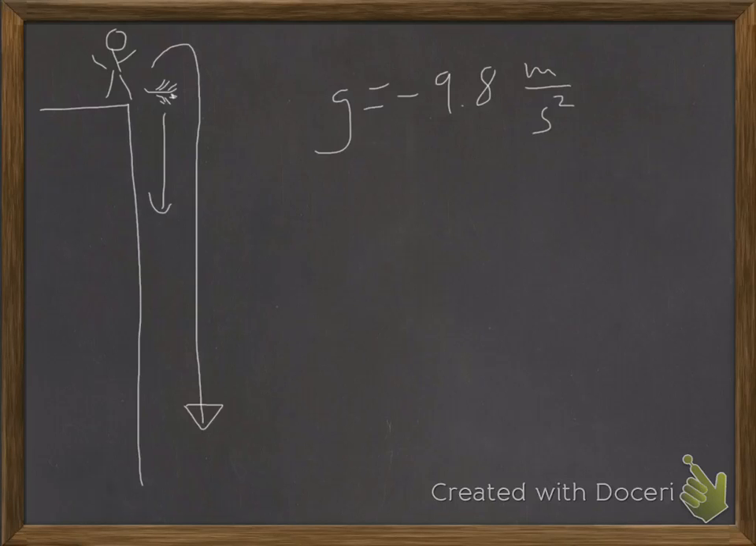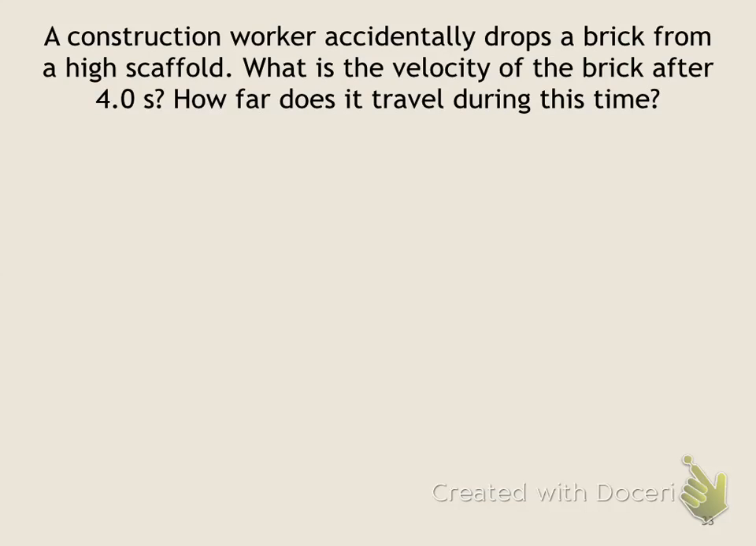So when we get into our word problems with free fall, we're going to use our same three physics formulae that we have up there. It's kind of hard to see with the lights off, but I'll have them up here for you. So I got some practice problems. For example, a construction worker accidentally drops a brick from a high scaffold. What is the velocity of the brick after 4 seconds? And how far does it travel during this time?